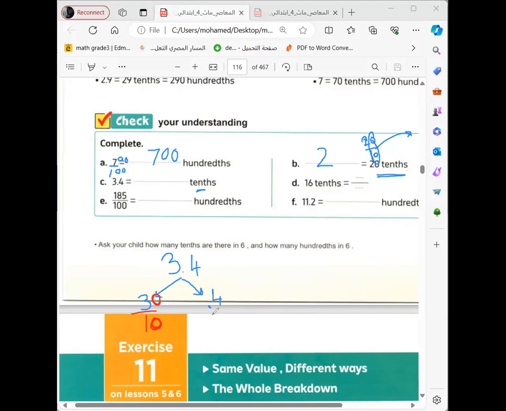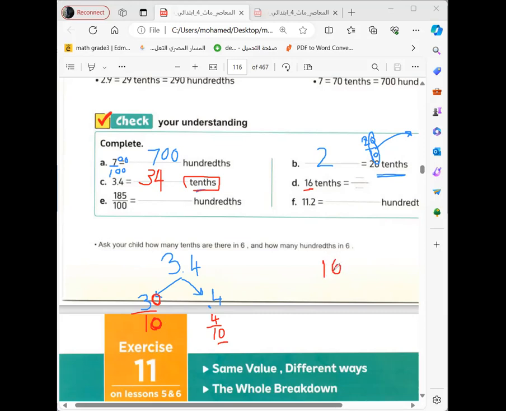What about the 4? It's already 4 tenths. It's already in the tenths house. So 30 plus 4 equals 34. I don't need to put the 10 down because I already wrote it. The 10 down here, I already wrote it here. Good job.